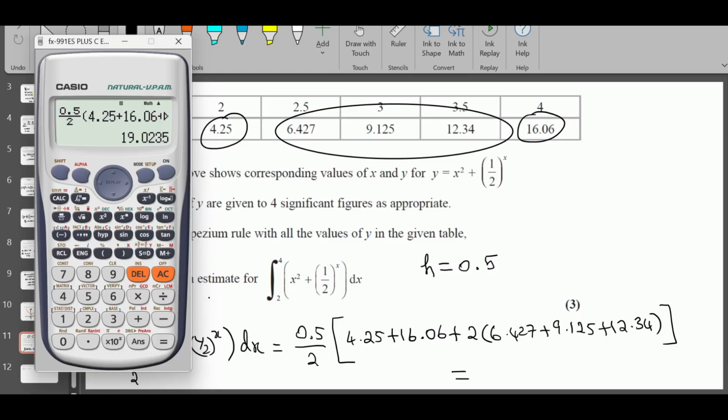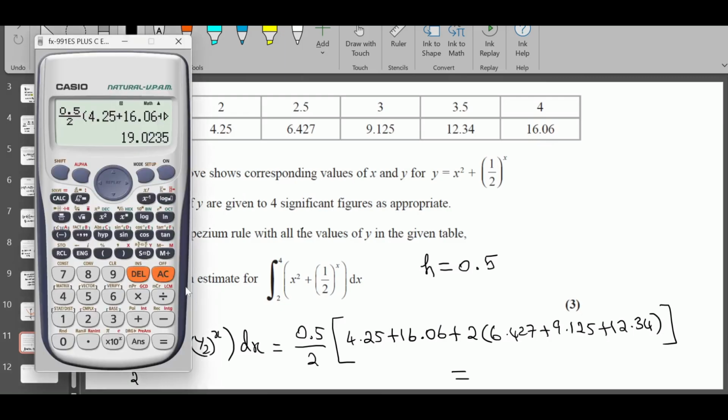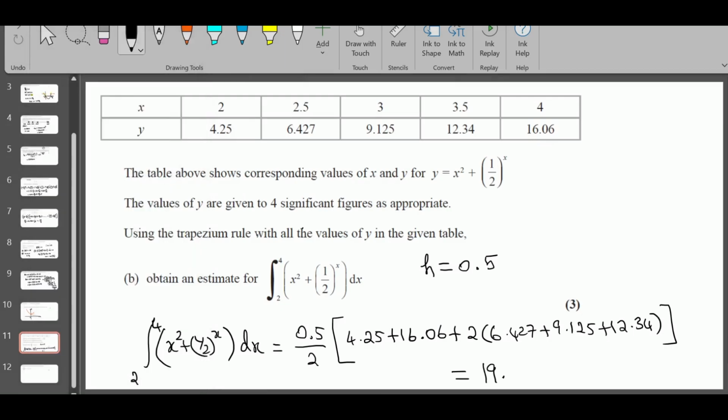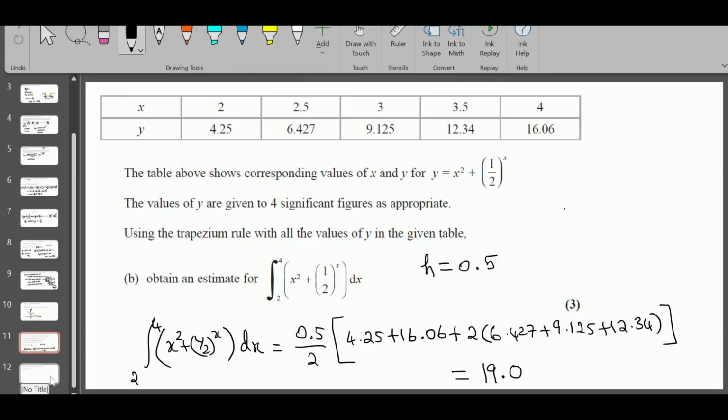Okay, they want the answer to 4 significant figures. Sorry, not 4. It says y values are given to 4 significant figures. They just want you to find the estimate. So I'm going to round it to 3 significant figures. That's just 19.0. And immediately I store this value as A in case we want the value later. Let's move on to part C now.